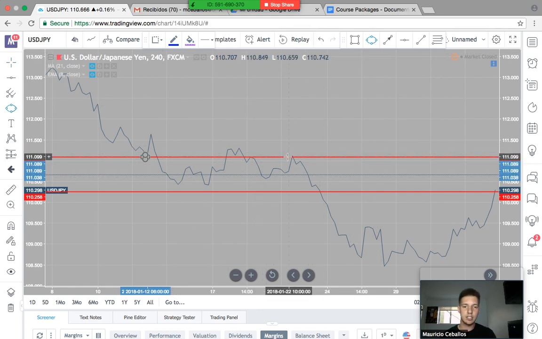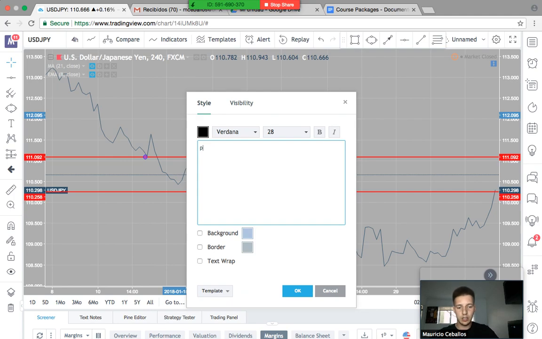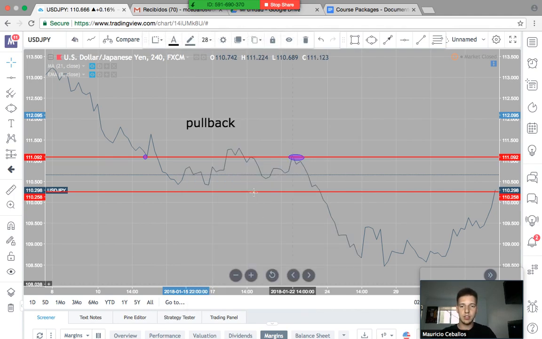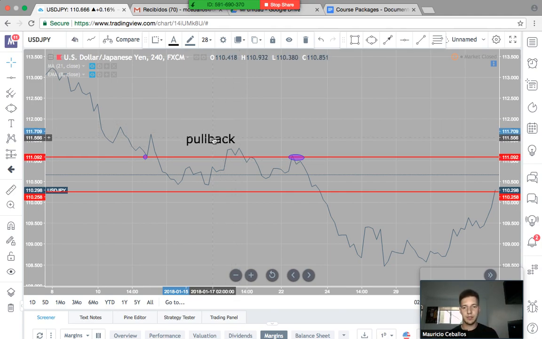Now over here, it's touching as a resistance, so it's touching as a ceiling. Once it touches as a support and now it touches as a resistance, this right here is called a pullback. We're going to identify it and name it as a key level in the market. So now we know this level is a key level in the market.